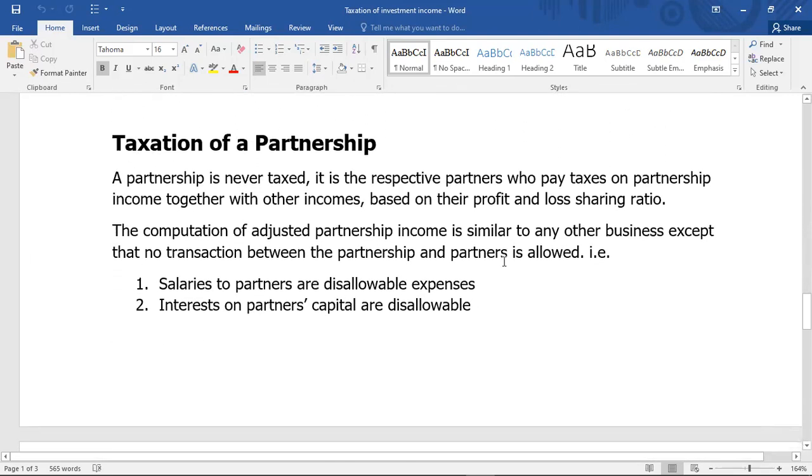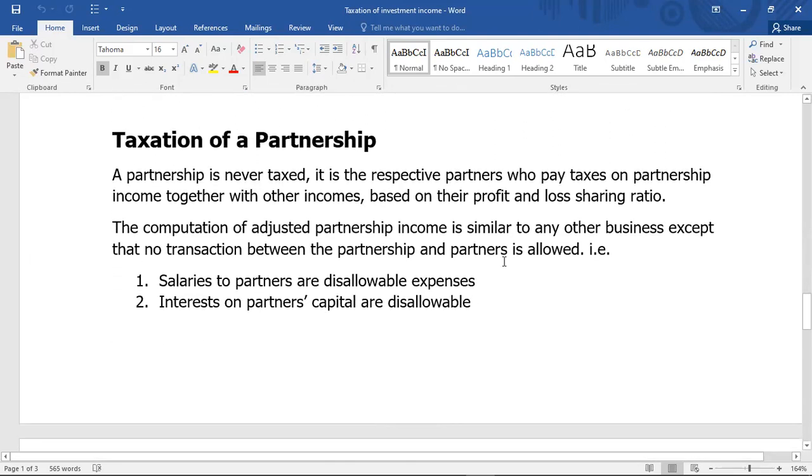Taxation of a partnership. And very well I know that if Mwalimu and his students are going to be partners later on, when we are doing our business, the income that we are going to be generating from this partnership is not going to be taxed. It is the respective partners who pay taxes on partnership income together with other incomes based on their profit and loss sharing ratio.